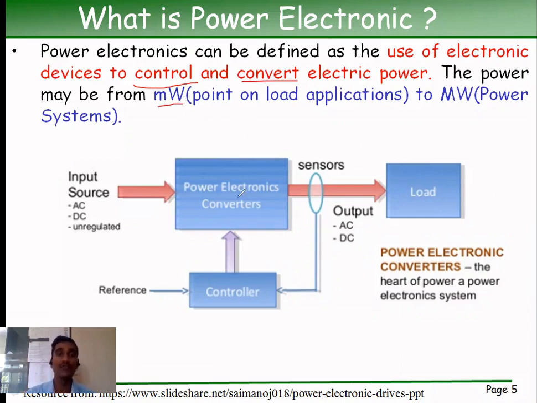It may be milliwatt, that means the power may be small, or it may be megawatt, where the power is high. It may be kilowatt, it may be gigawatt. So it does not always depend on the power being high. So that is the definition of power electronics, and this is a general block diagram of power electronics.